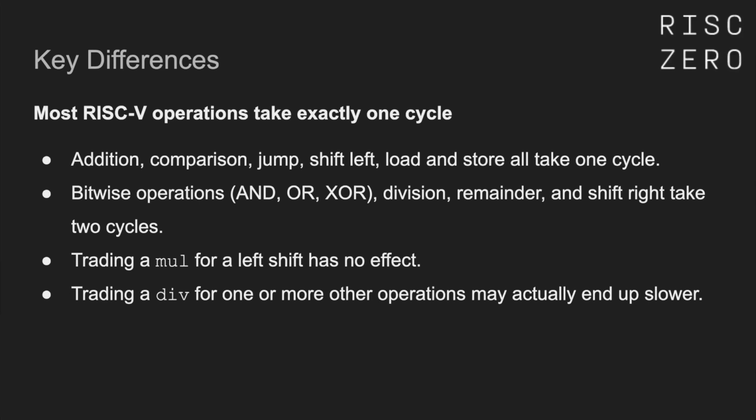More generally, addition, comparison, jump, shift left, load, and store operations all take exactly 1 cycle. Bitwise operations, division, remainder, and shift right take 2 cycles. So all the basic operations take either 1 or 2 cycles in the zkVM. Another one that I will call out here is that bit operations are actually slower than arithmetic operations. So that's something to keep in mind.